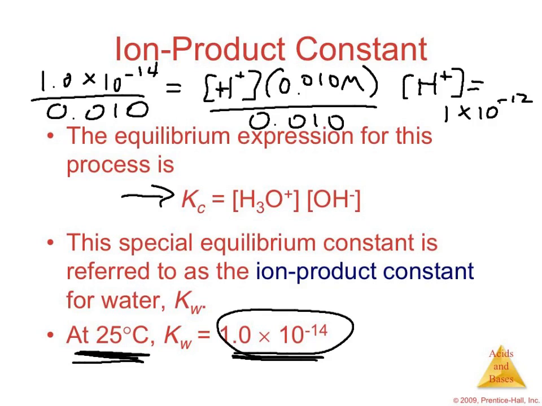Our OH minus concentration was 0.010. Our H plus concentration was 1 times 10 to the negative 12th. So if you look at that, the concentration of OH minus is much higher than the concentration of H plus. So it makes sense that this would be a basic solution, that it would have a high pH.